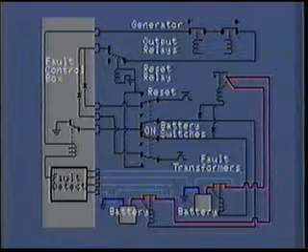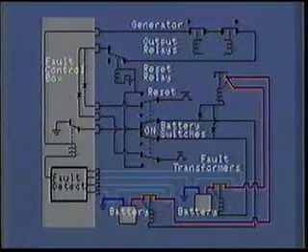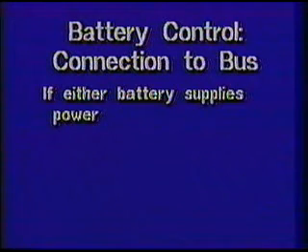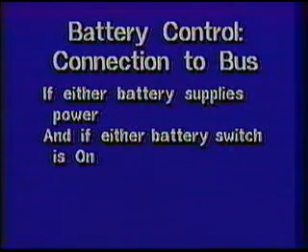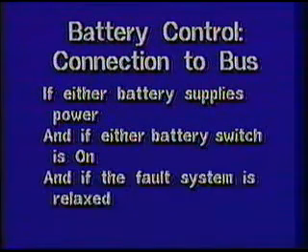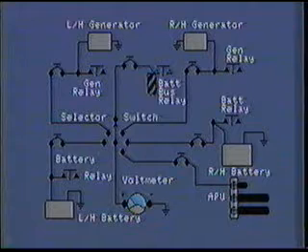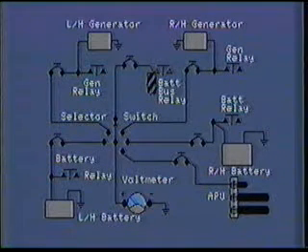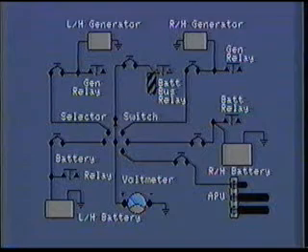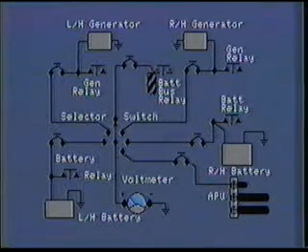Now their power must be supplied to the aircraft's bus. The logic of this is, if power is supplied by either battery to one side of the battery bus relay, and if either battery switch is in the on position, and the relay inside the battery fault box is in the relaxed position, then the battery bus relay will close and connect the batteries to the bus system. As you can see, the battery fault system controls both the connection of the battery to the aircraft wiring and the application of the battery's power to the bus system.